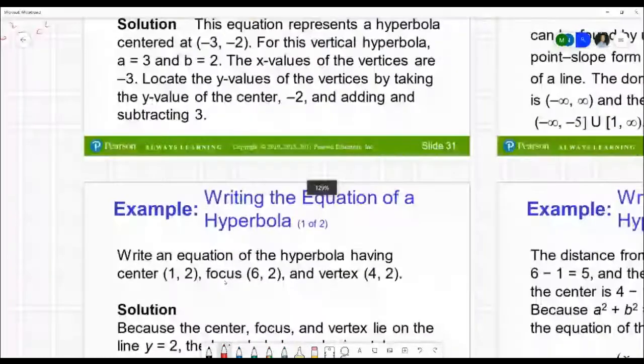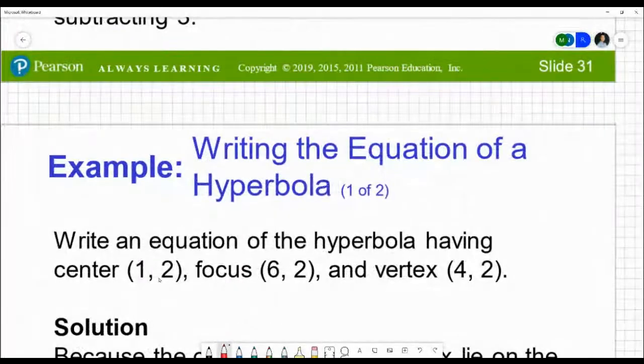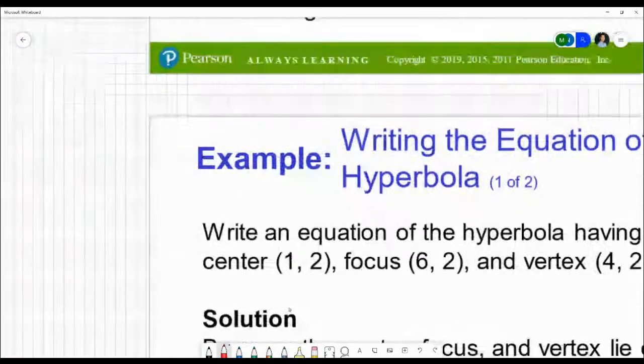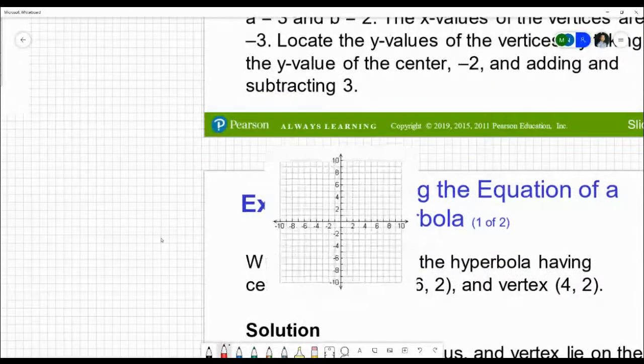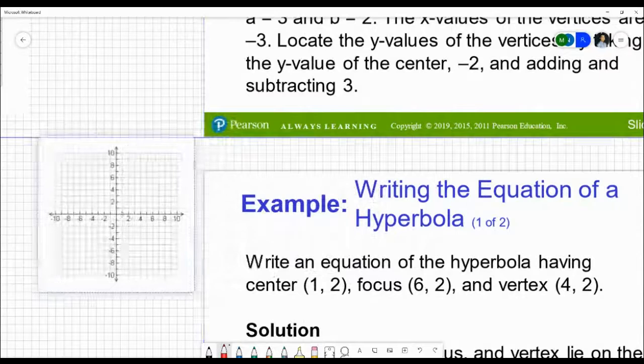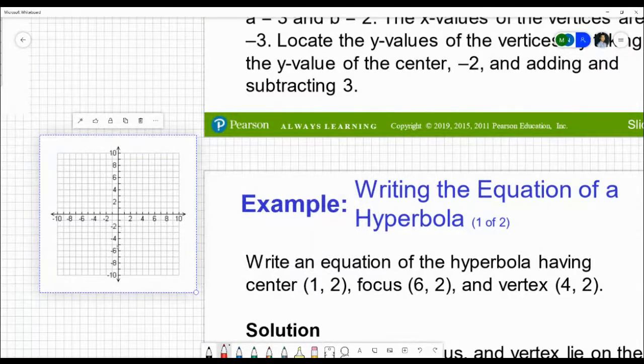Yeah, this one. Write an equation of the hyperbola having center, focus, and vertex. I always suggest you sketch this out every single time you're given this. It does not take much, maybe 20 seconds to plot these points. It's going to visually give you an idea of where to go. So center (1, 2). There we go. Focus (6, 2).